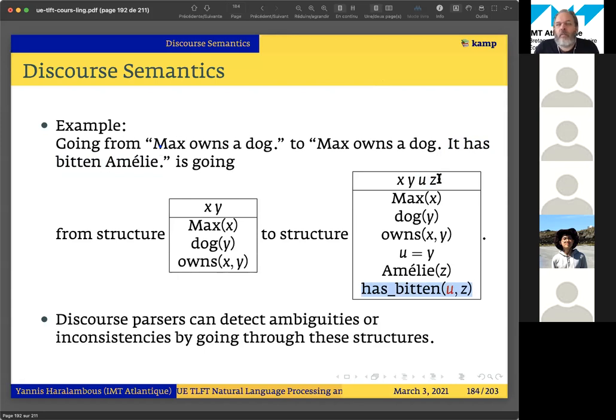And now by doing anaphora resolution, I come to the conclusion that it has to be the dog. Now in English, it's obvious because it's it and not he. And in French, it's less obvious. Il a mordu Amélie, il can be Max or the dog. Both are possible. So here I'm using this equality in the sense of first order logic interpretation, saying that whenever I take an interpretation of these formulas, the value I give to U and the value I give to Y must be the same.